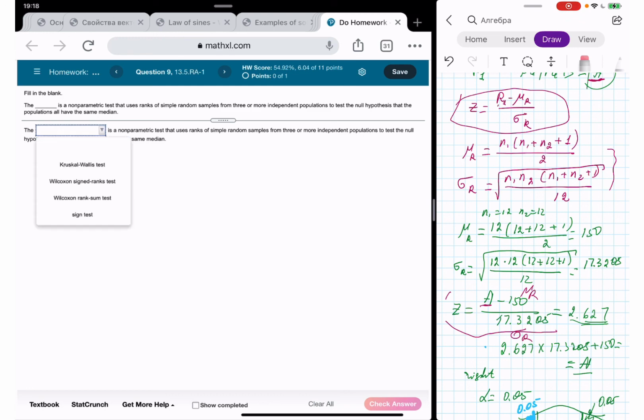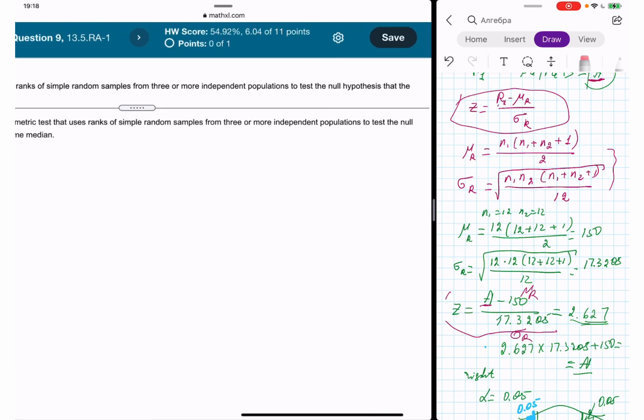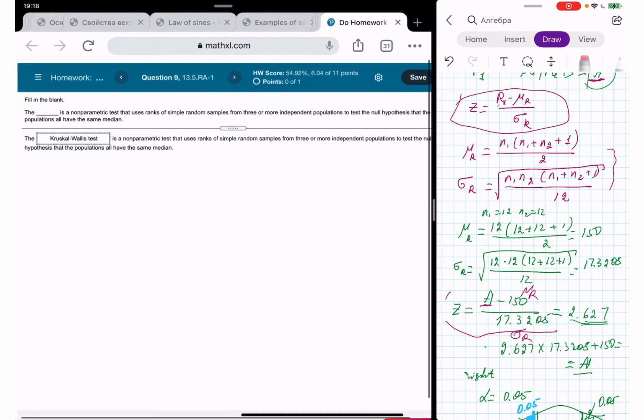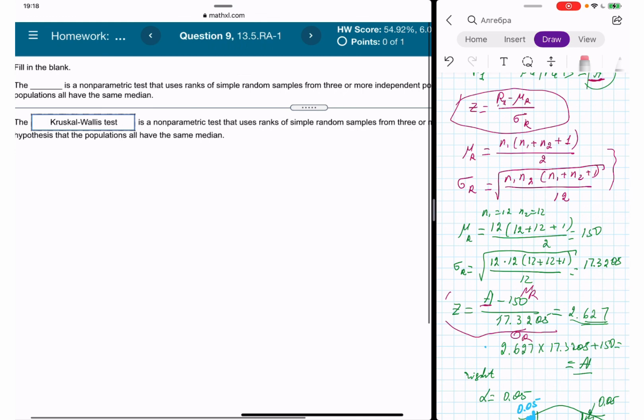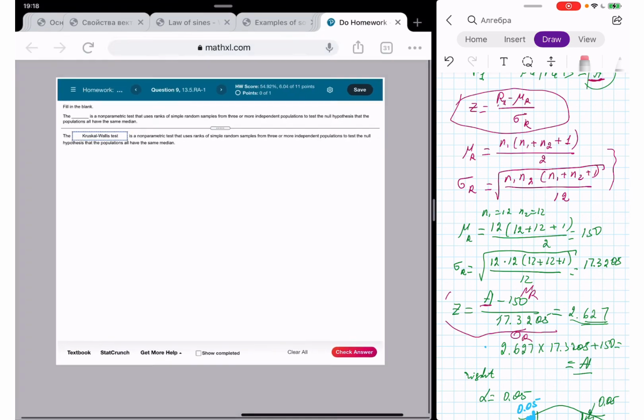Question number 9. What we have here is a non-parametric test that uses ranks of simple random samples from 3 or more independent populations. Oh, that's Kruskal. 3 or more random samples from independent populations, to test the null hypothesis that the populations have the same median. Yeah.